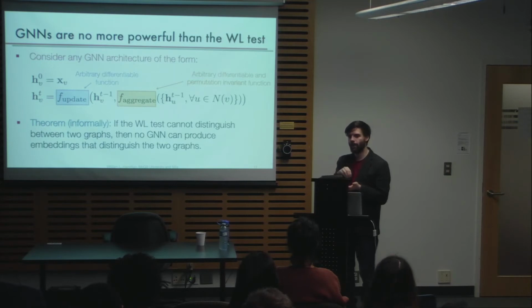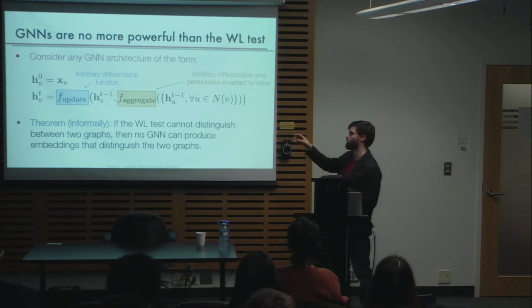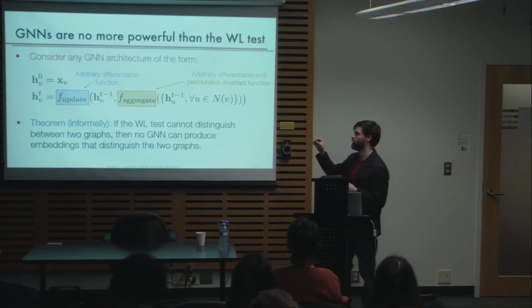But in fact, you can build graph neural nets that I won't talk about in this talk, but that follow up on this work by Bruno Ribeiro and others at Purdue. You can build graph neural nets where you use permutation sensitive functions, and then in some sense you have to average over all permutations, and that's provably more powerful than the WL test.